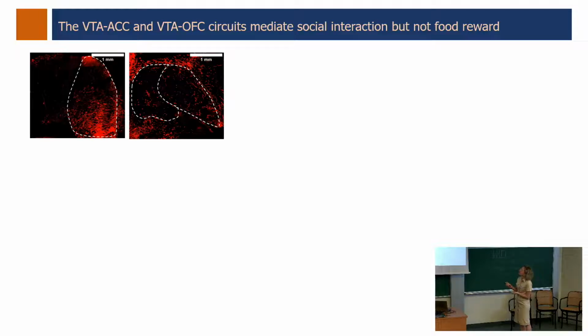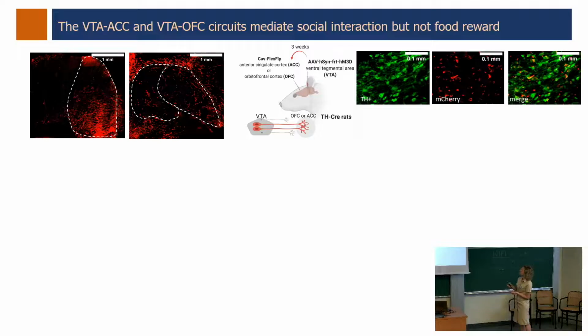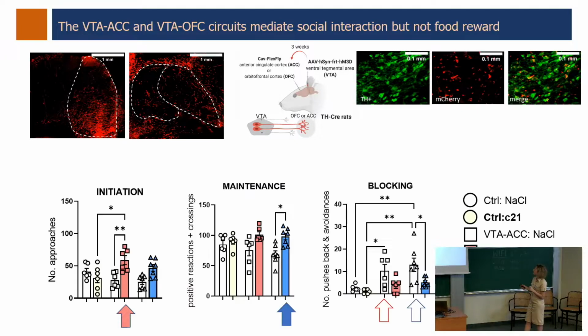And we look at the projections. Indeed, there are projections from the ventral tegmental area to both parts of the cortex. We used the construct that allowed us to manipulate this projection, but what was available was a construct that allows for activation of the projection. So here is activation, not inhibition, but activation, and it's specific for this dopaminergic projection.